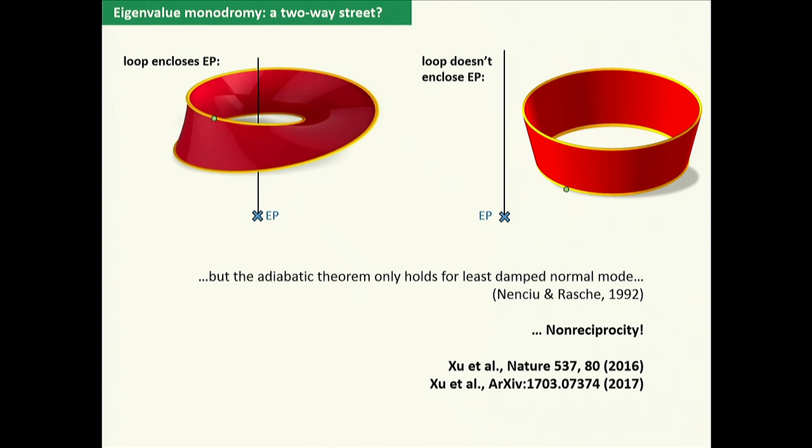The other thing is that I've cheated a tiny bit because technically the adiabatic theorem does not apply to damped systems. So this smooth evolution on eigenvalue surfaces only holds for whichever eigenvalue happens to be the most damped. Now it turns out there's a lot of forgiveness in this failure of the adiabatic theorem. There's still a lot of situations in which you will smoothly move around on the eigenvalue surfaces. But it turns out that the failure is just as interesting and it leads these operations, these topological operations that I was showing you here, to also be non-reciprocal in the sense that if you go around in the opposite direction, you don't get the reverse of what you got by going around in the original direction.